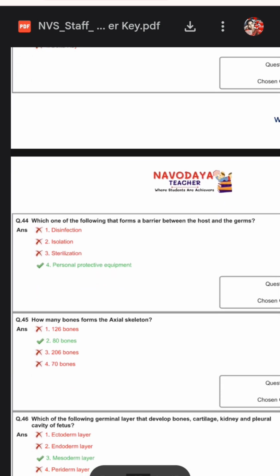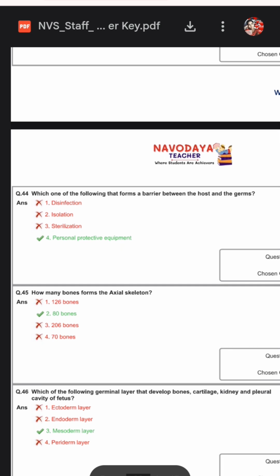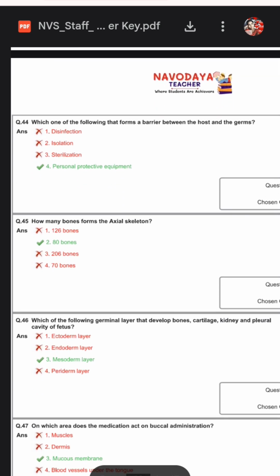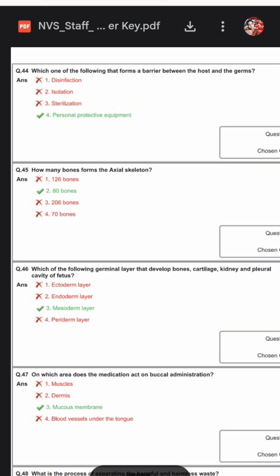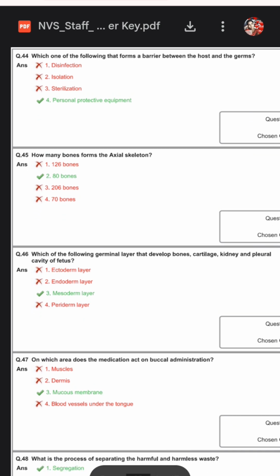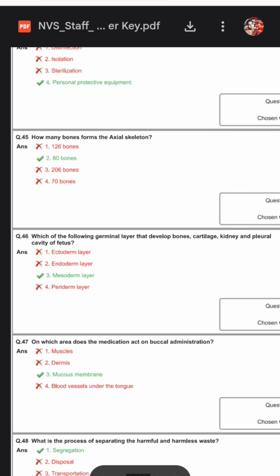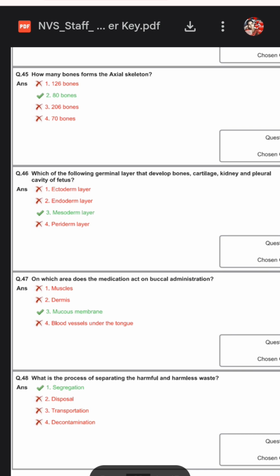Which one of the following forms a barrier between the host and the germs? The correct answer is personal protective equipment. How many bones form the axial skeleton? 80 bones. Which of the following germinal layers develops bone, cartilage, kidney, and pleural cavity of the fetus? The correct answer is mesoderm layer.